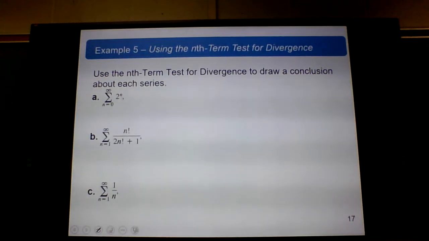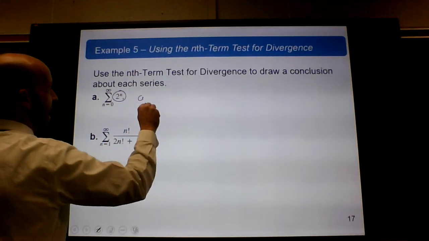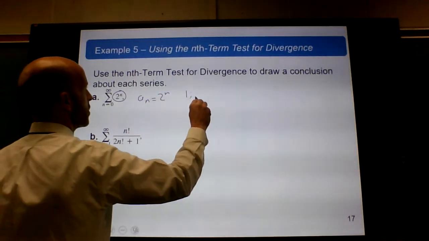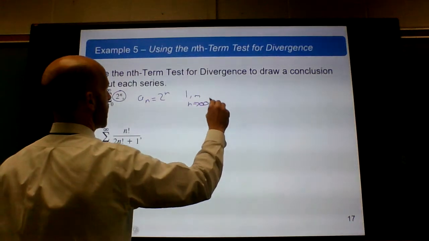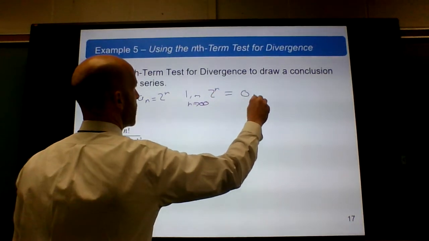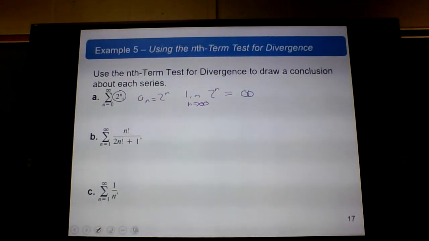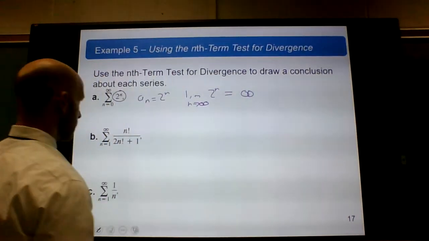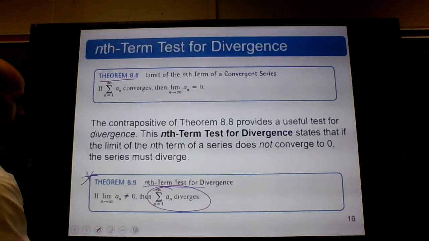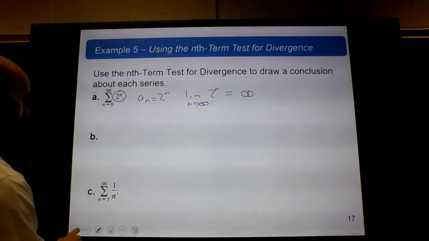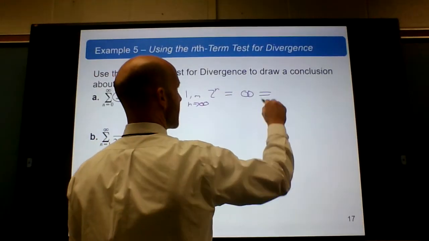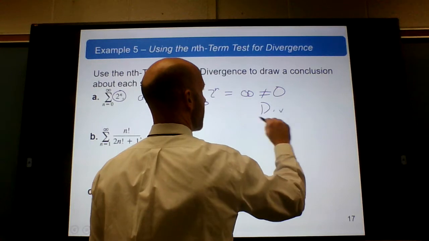So let's look at some examples here just to wrap this up today. So example A, 2 to the n. Well, let's see here. 2 to the n, that's a sub n. So let's do the limit as n goes to infinity of 2 to the n. Well, that's infinity. Let's go back to this last slide here. It doesn't equal 0, right? So this does not equal 0, so therefore it diverges.